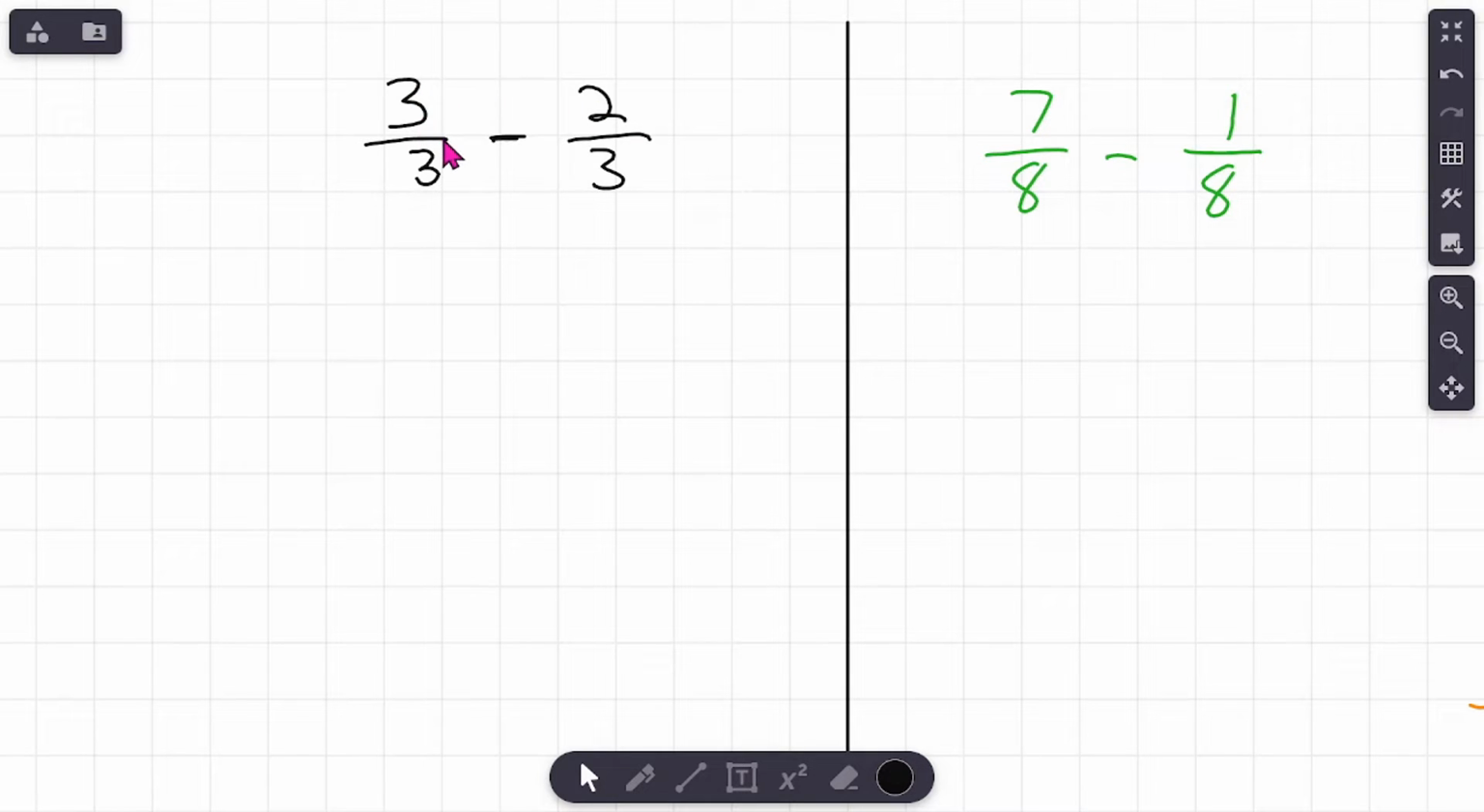So in my head, I'm seeing a circle, and that circle is broken up into 3 equal sized pieces, and all 3 of them are colored in. So it looks like I have one whole. So I've got 3/3 minus 2/3. I've got 3/3, all 3 of those thirds are colored in. I'm going to take away 2/3. I'm picturing that in my head. Now let's see if we can solve it.